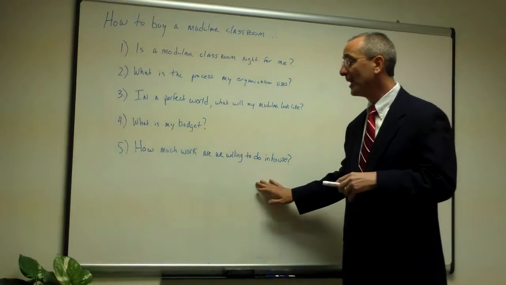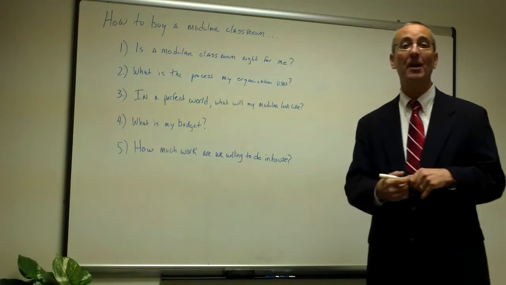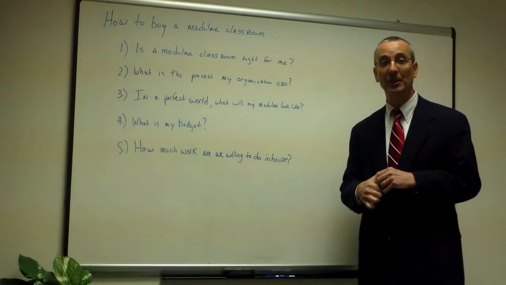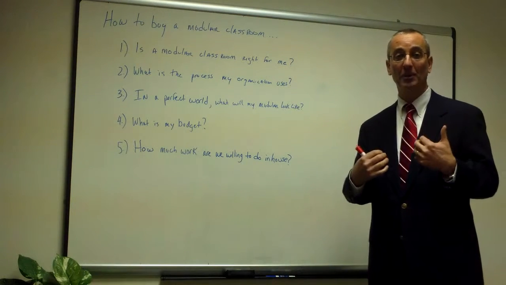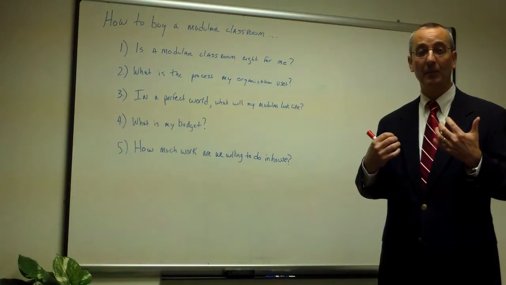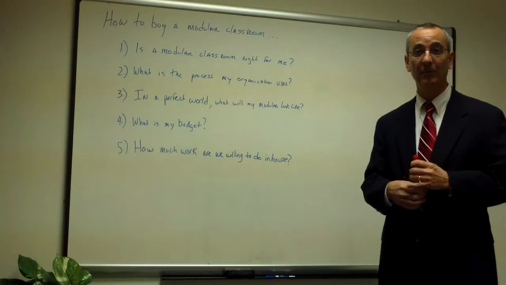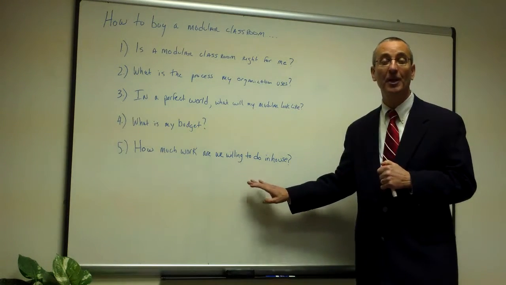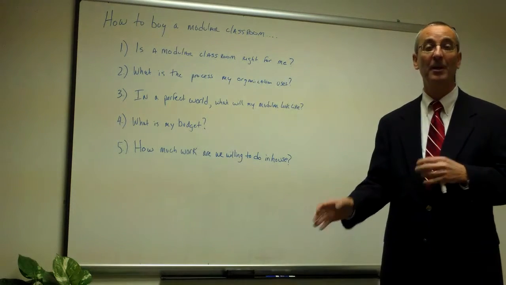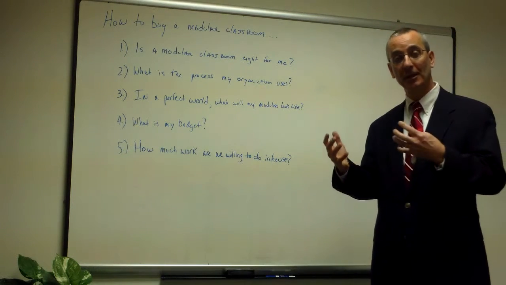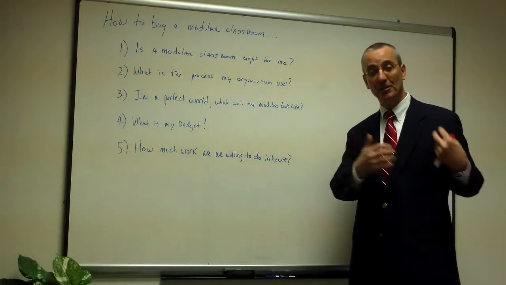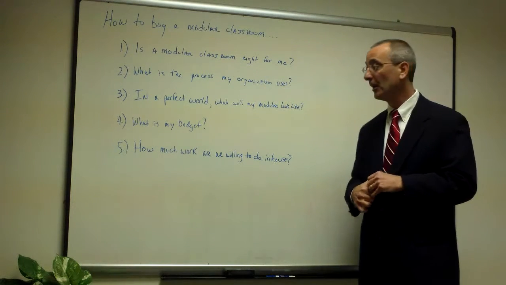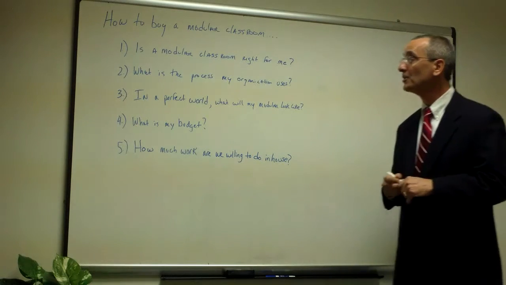And then the fifth and last question to ask is how much of the actual work of delivery and installation of the modular building is our organization willing to either coordinate or do itself. A perfect example of that is some schools will have a licensed electrician on staff. They may or may not want to use that electrician's time to make the electrical connections for the modular building. These are all important questions that you need to ask.